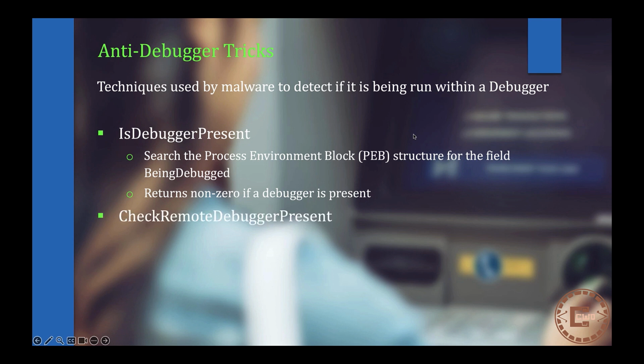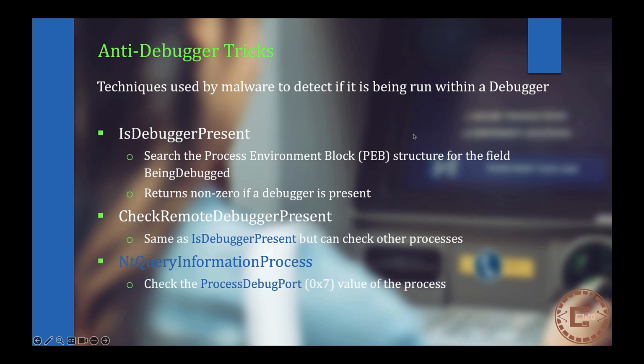Another one that was also used back in the day, CheckRemoteDebuggerPresent. It's another Windows API. It's the same idea as IsDebuggerPresent, but this can check other processes, not only the current process that you are using. Then there is NtQueryInformationProcess. This is another Windows API, and this was actually a pretty cool one back in the day, because this checks the process debug port, which is the number 7 value of the process. And if it returns 0, there is no debugger.